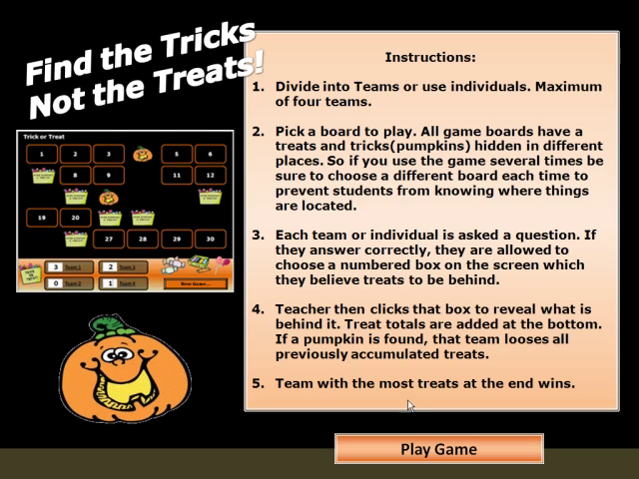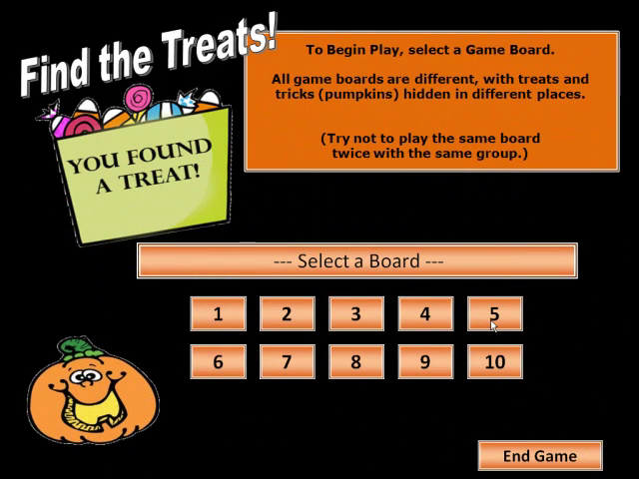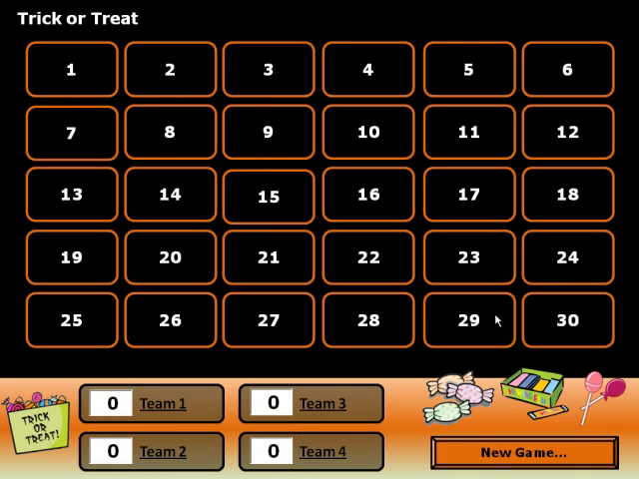Let's give you an example of how the game is played. The instructor will first choose a game board. It is advised that if you play the game several times to use different boards each time you play so that participants will not be able to find or remember where treats and tricks are hidden behind in each board. We're going to choose board 5.